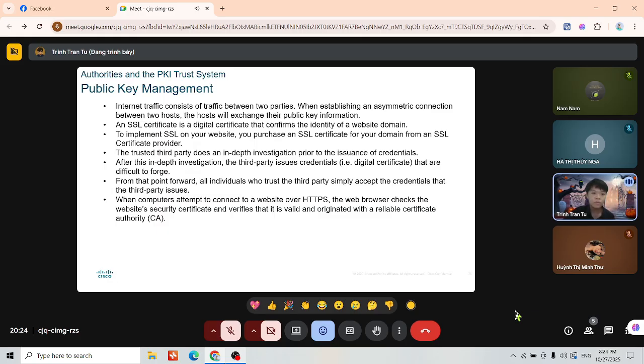It means when we access an HTTPS website, the browser checks the SSL certificate to verify whether the site is truly trustworthy. This certificate is issued by a trusted third party called a CA. This means Certificate Authority, similar to an identification authority on the Internet.